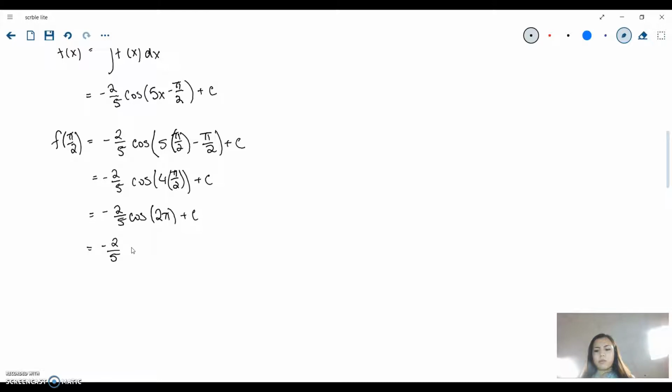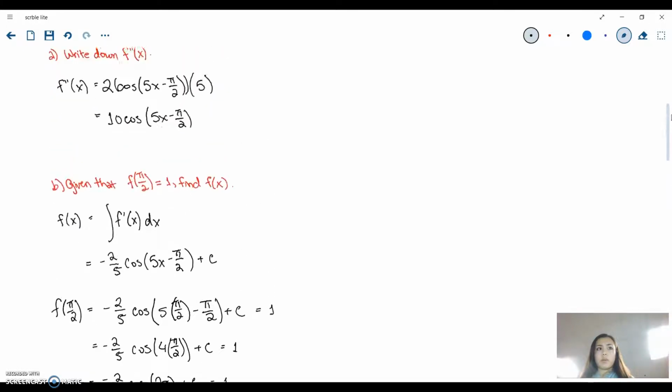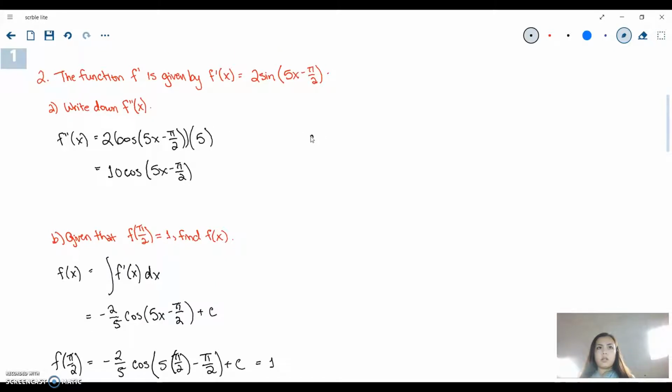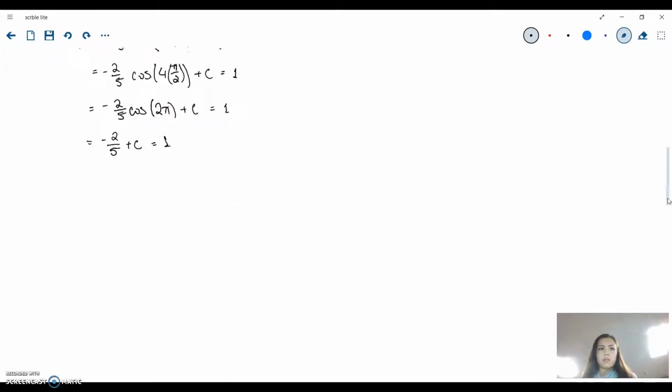I think I'm getting this wrong. Plus, we set that equal to 1, because f of pi over 2 equals 1. Oh, scratch that. That wasn't what I was saying.